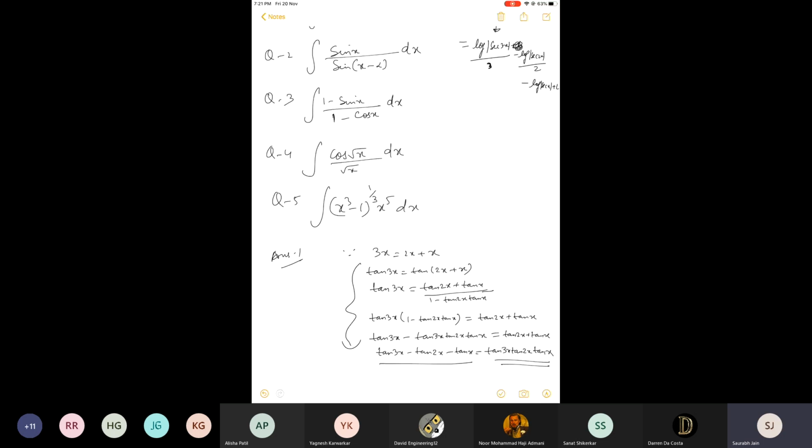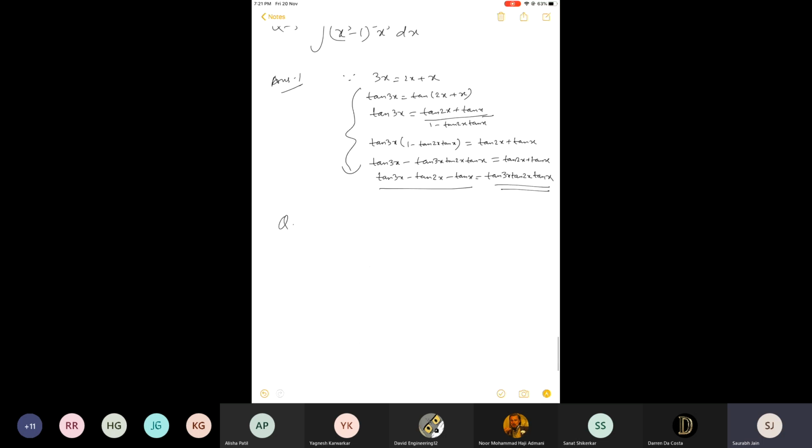Now let us see question number 2. Try this. Question number 2: sin x upon sin(x minus alpha). Alpha is obviously constant. Apart from x, there will be no variable. You integrate with respect to one variable, and that is clearly x with dx. Try this.